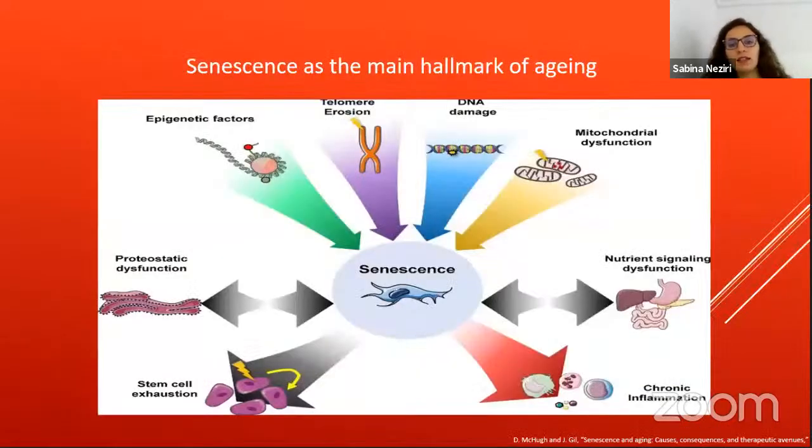As I said, senescence is the main hallmark of aging. All the hallmarks of aging that I mentioned above are related with senescence. And also senescence itself causes stem cell exhaustion, which means a decrease in our body's or tissue's ability to renew themselves, and chronic inflammation, which also directly affects aging and age-related diseases.